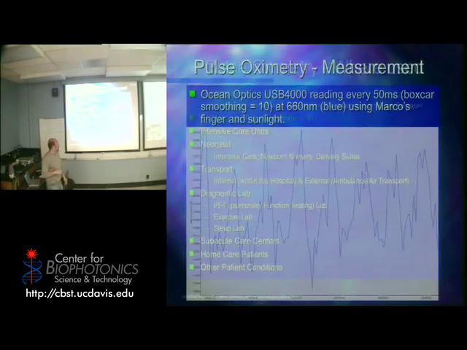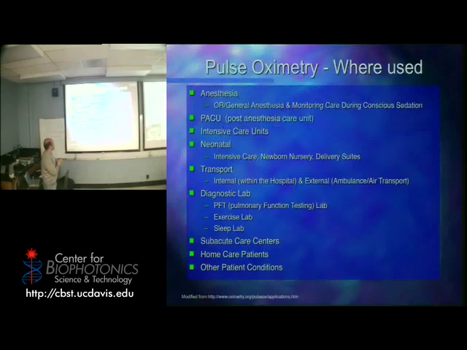So, where do we use pulse oximetry? Well, we use it a lot in the anesthesia room. Okay. Monitoring care during consciousness and sedation. We use it in the post-anesthesia care unit to see if your body is recovering after the anesthesia. Intensive care units, we use it a ton in neonatal. So intensive care, newborn nursery, delivery studies. It's also used when you bring a patient from one part of the hospital to the other.